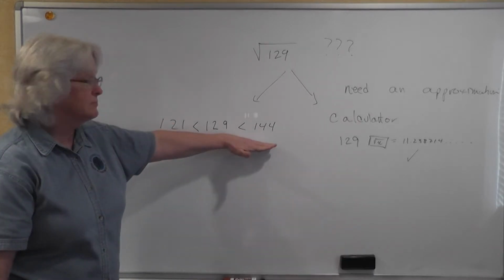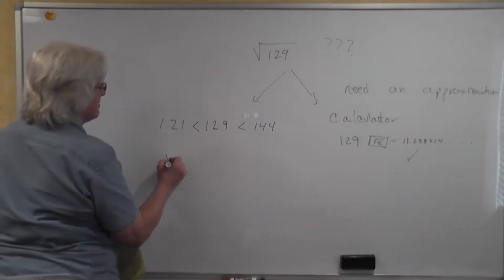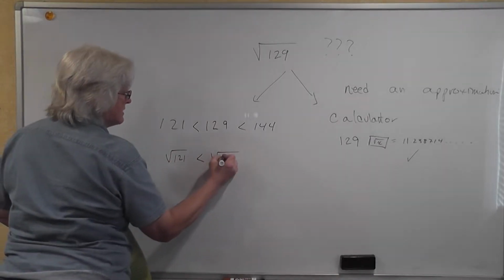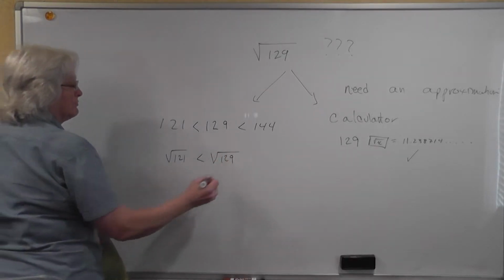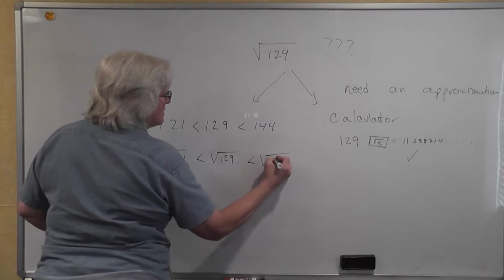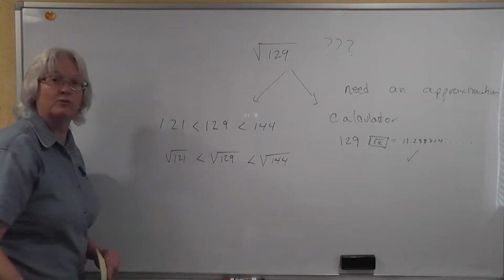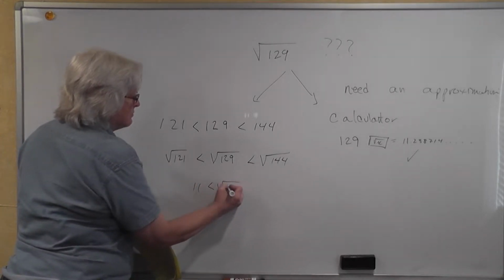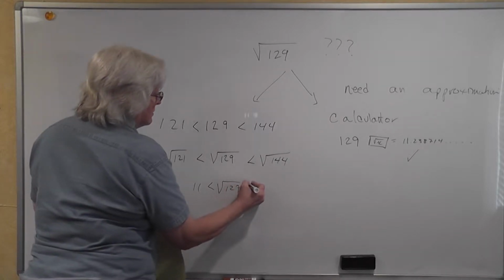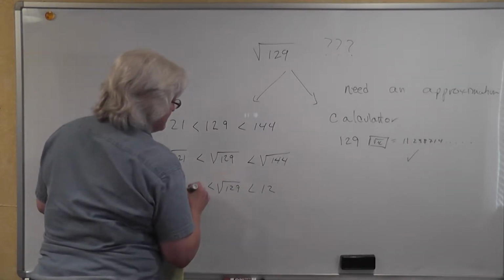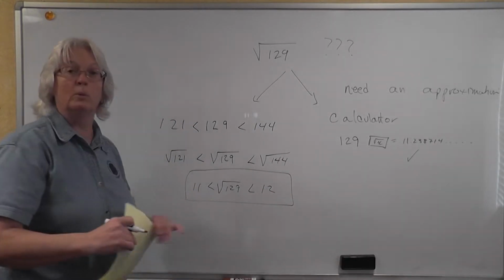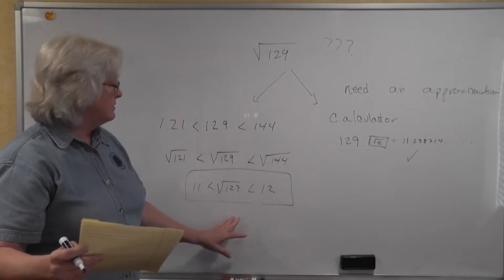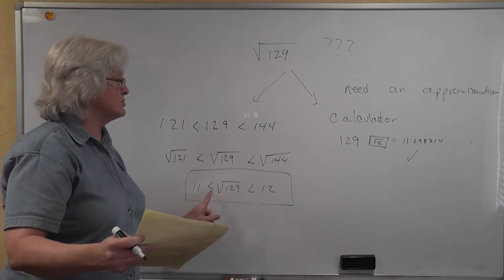So if that's true, then we can also apply the same operation to each piece of that, and we say the square root of 121 is less than the square root of 129, which is less than the square root of 144. Square root of 121 is 11, which is less than the square root of 129, which is less than 12. And this is how we would write the answer to the problem: estimate the square root of 129 to the nearest integer.